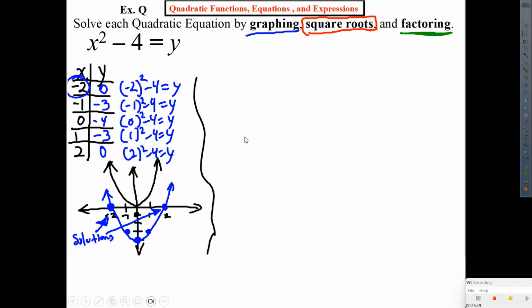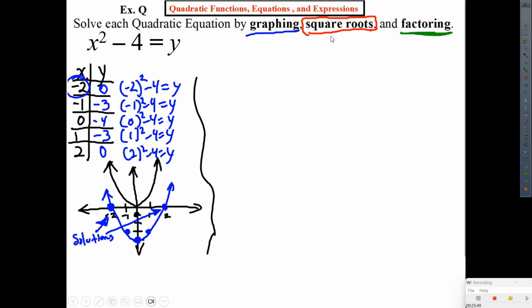It's going to look something like this. Here's my table: -2, -1, 0, 1, 2. Substitute those values in here. Get the other values. And from there, you just plot your points and graph your graph. Are we there so far? However, where's the solution? Anywhere the graph crosses the x-axis. That's why you need to label that.